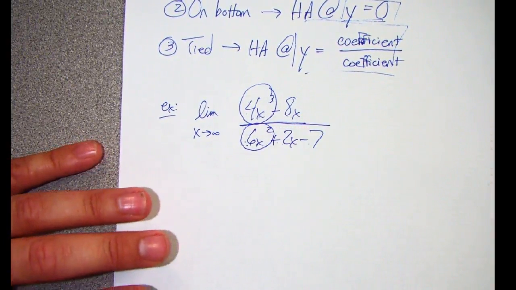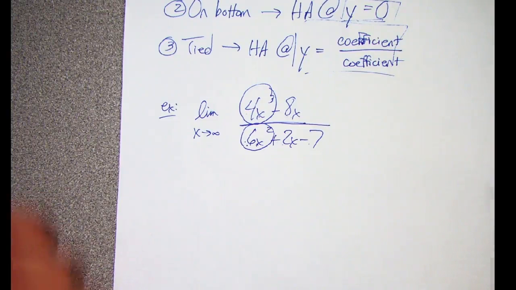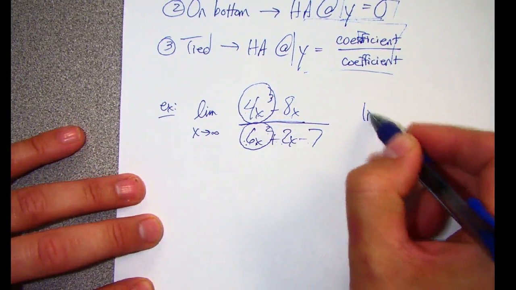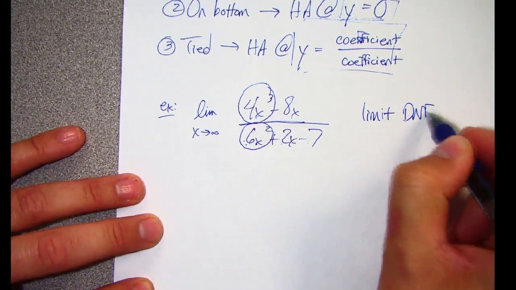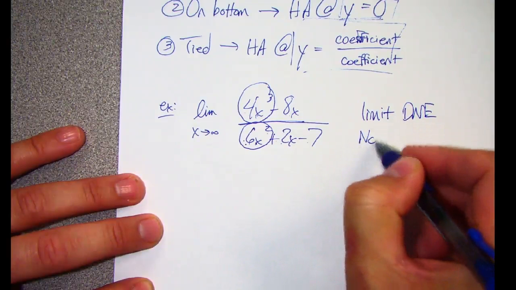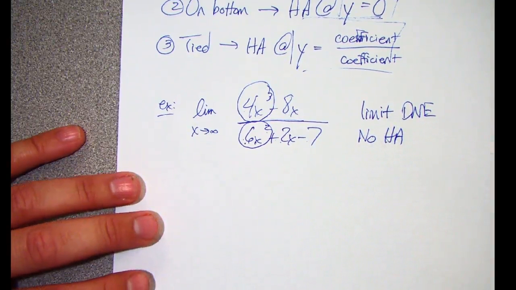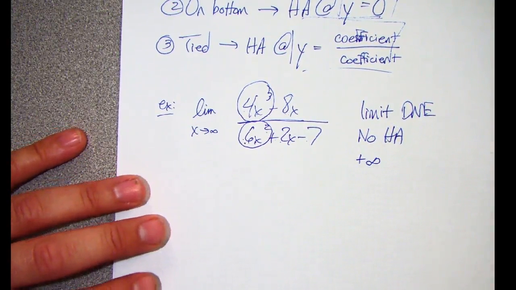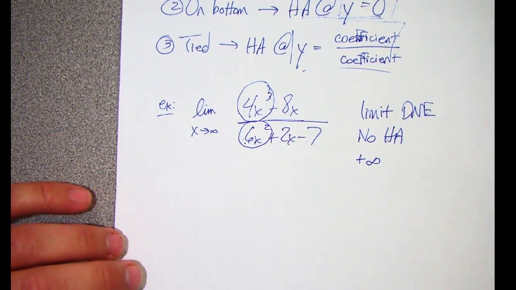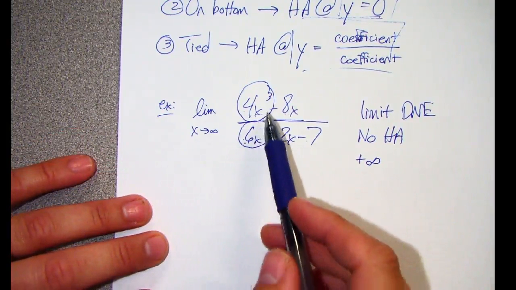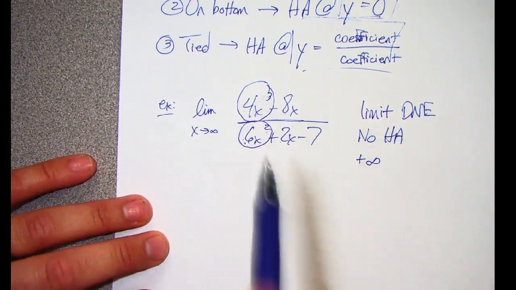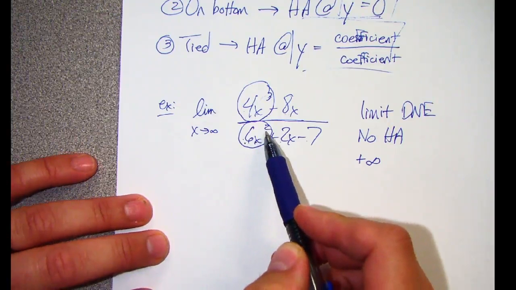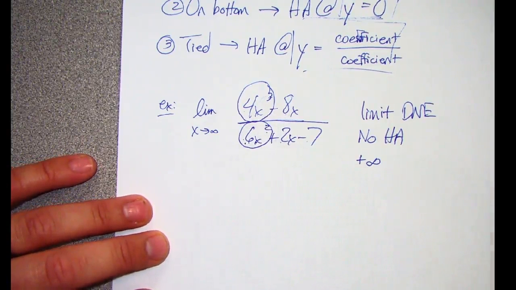It doesn't have to be the first term, it just has to be the highest power. Then you compare the powers. That's a 3, that's a 2, the higher power is on top. So what we'd say here is the limit does not exist, and there are no horizontal asymptotes. And if I want to be more specific, we're going to positive infinity, because if I think about plugging in a giant number, a giant positive number cubed is still a positive number. A giant positive number squared is still a positive number. So positive divided by positive gets us positive.